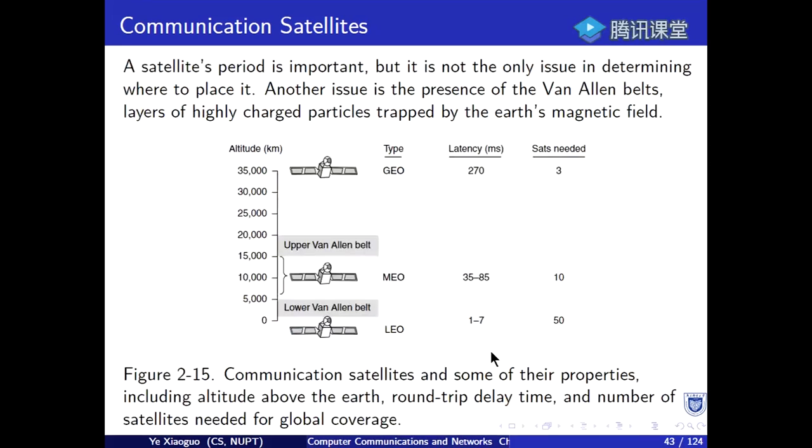The satellite period is important, but it is not the only issue in determining where to place it. Another issue is the presence of the Van Allen belts, layers of highly charged particles trapped by the Earth's magnetic field. This figure shows the communication satellites and some of their properties, including altitude above the Earth, round trip delay time, and number of satellites needed for global coverage.